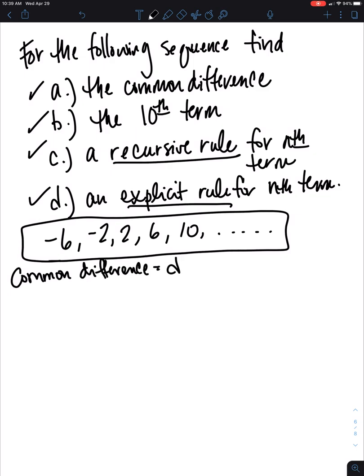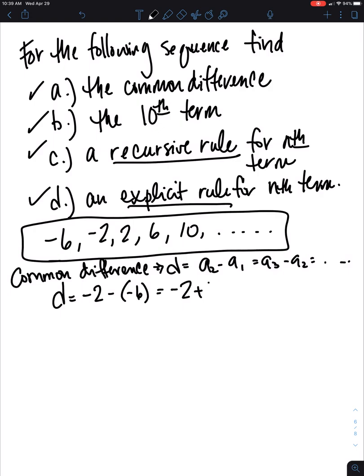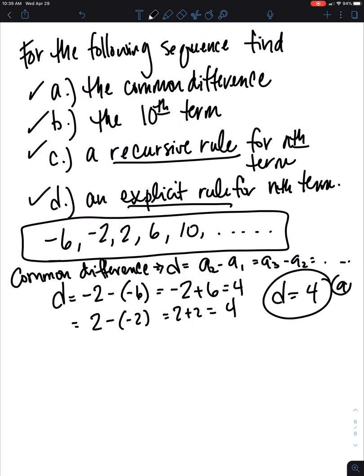Okay, remember the D, and we can do the second term minus the first term. I'm probably going to check myself because it needs to be consistent, so I'm going to do more than 1 probably. So we've got -2 minus -6, so that's going to give me -2 plus 6, which is 4. Okay, I'm going to go ahead and check. So I've got 2 minus -2, so it gives me 2 plus 2, which is 4. So it looks like my common difference is 4. So that's A. All right, easy.